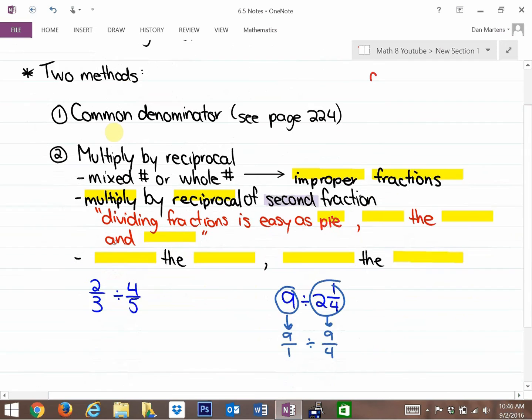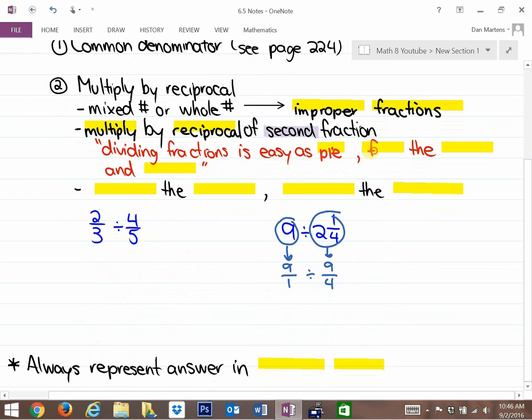Flip the second, that's called making the reciprocal. When you flip a fraction, you're making the reciprocal. Flip the second and multiply. So dividing fractions is easy as pie. Flip the second and multiply. So let's see what that looks like. That rhyme looks like what I'm going to do here in red. So flip the second: I'm going to convert the 4 over 5 to 5 over 4. That's called the reciprocal. And I'm going to change this to a multiplication problem, okay?